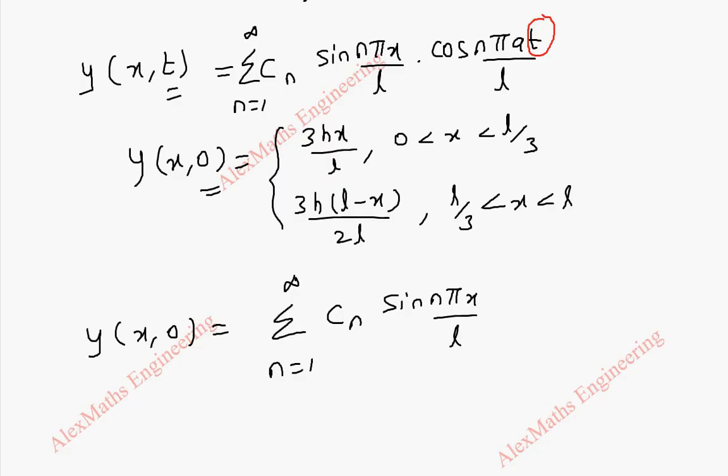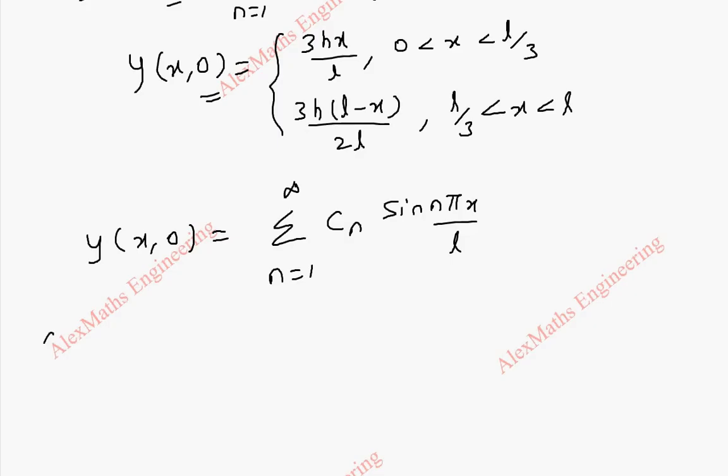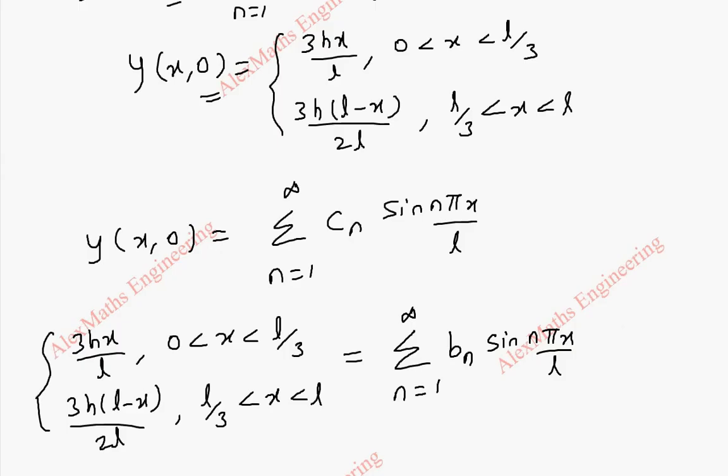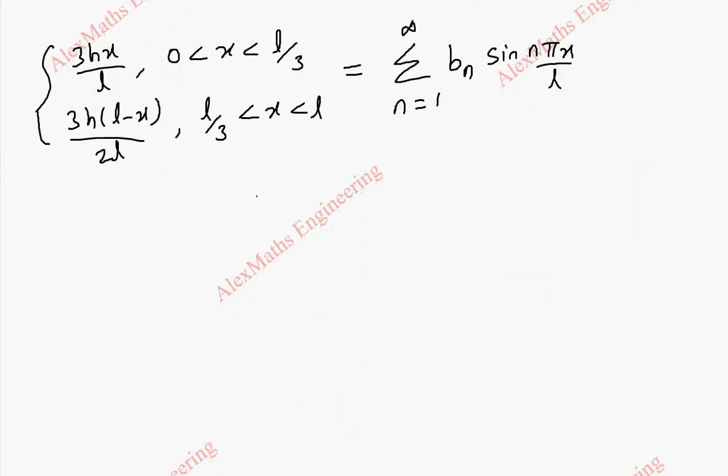And on the left hand side, I can use this function. So this is 3hx by L when 0 less than x less than L by 3, and 3h into L minus x by 2L when L by 3 less than x less than L. This is equal to summation n is from 1 to infinity. We can take this as a Bn because it is a Fourier half range sine series. So sin n pi x by L we have. So this is a half range sine series.